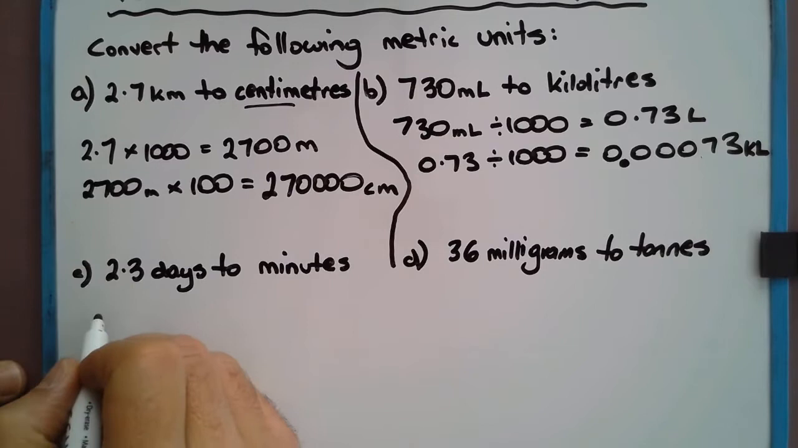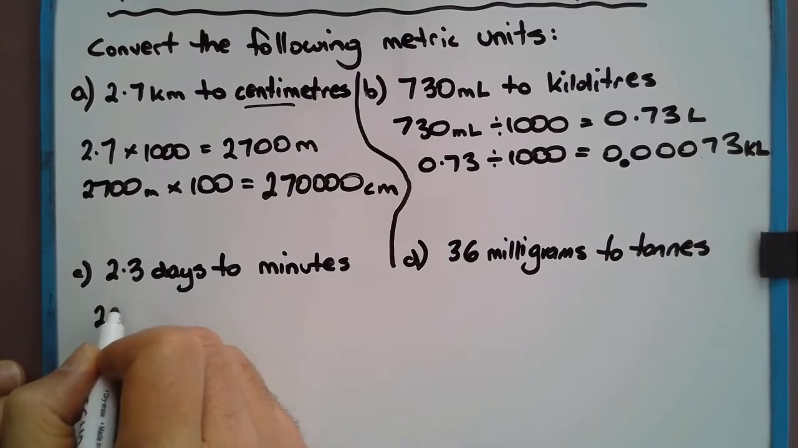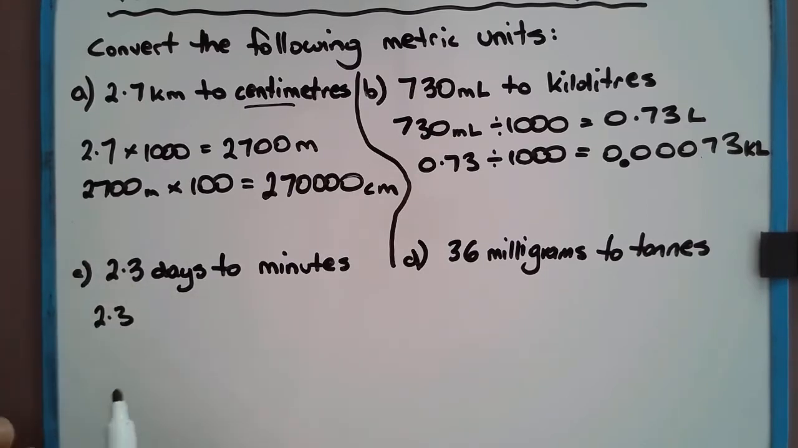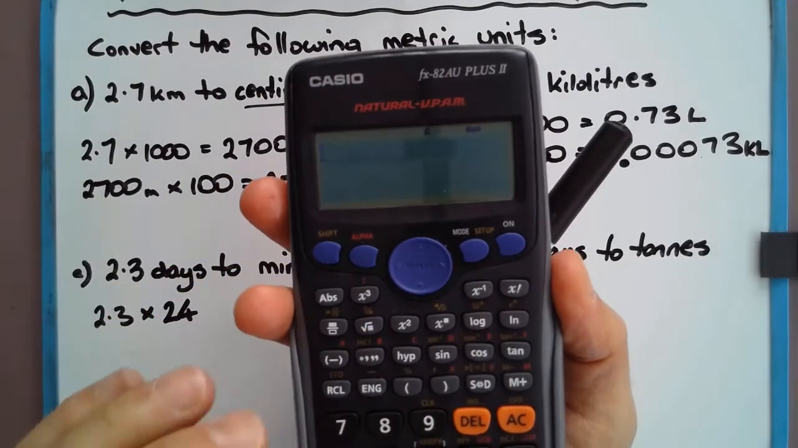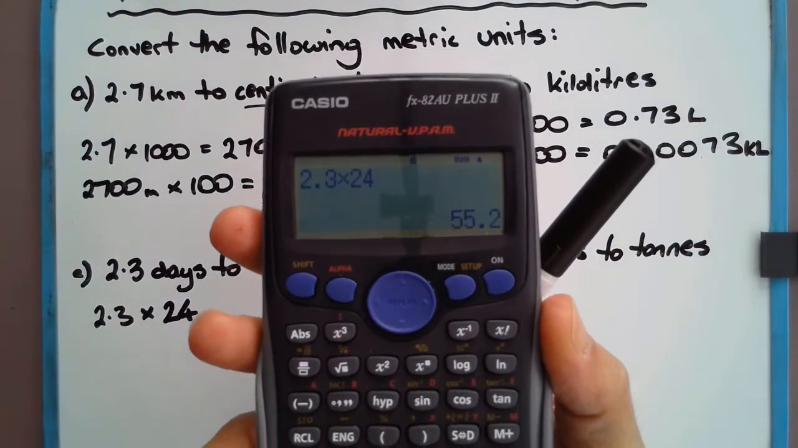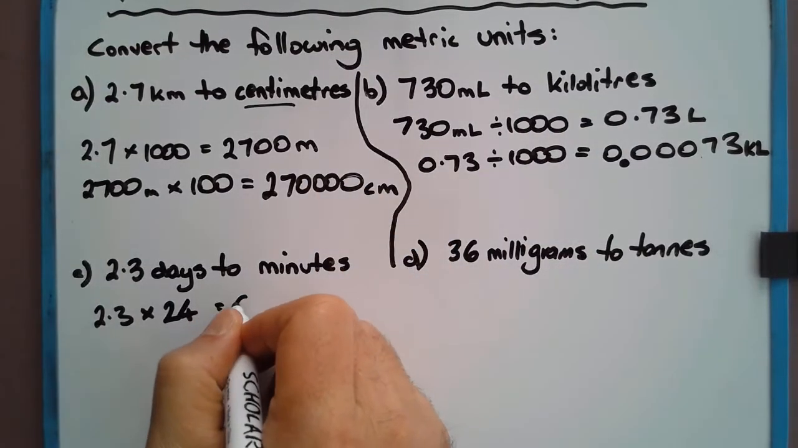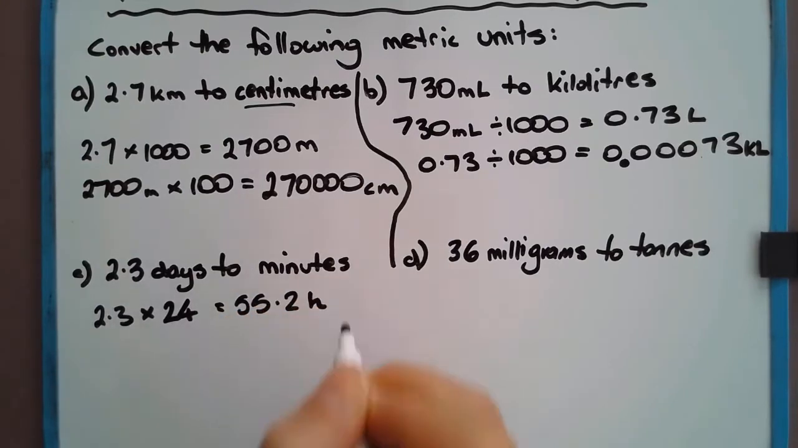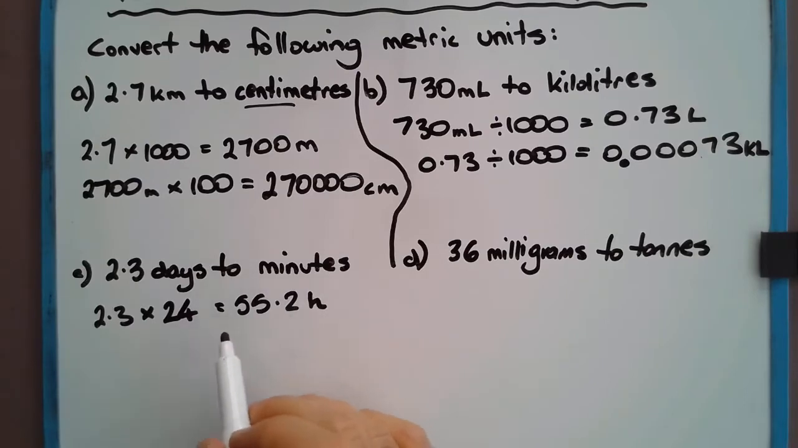So 2.3 days. Well, let's convert that into hours first. So 2.3. How many hours are there in a day? Well, there's obviously 24 hours. So now on your calculator, 2.3 times 24. We got 55.2 hours. Little h there, so it means hours. Now we're going to convert hours into minutes.